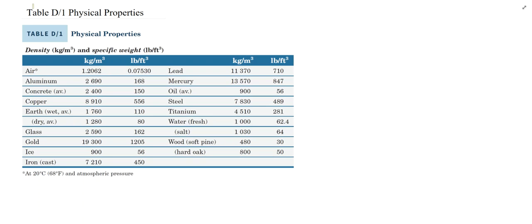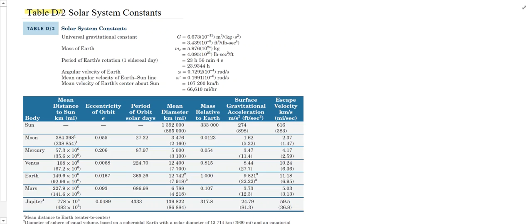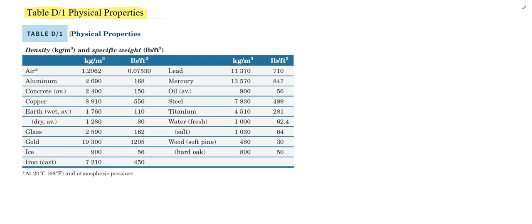All right, all I really want to do in this video is highlight a couple of useful tables that you have in your book. So I'm going to mention table D1 and I'm going to mention table D2. Table D1 deals with physical properties of some common materials. We deal specifically with the density, which is usually reserved for SI problems, and then specific weight, which is usually what is used for US problems.